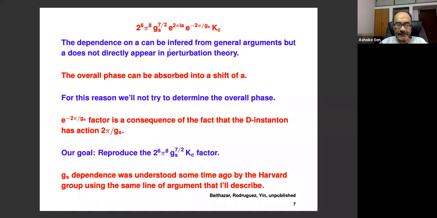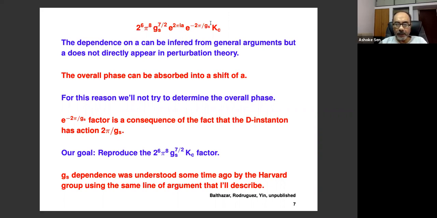Because of this, the overall phase of the amplitude can be absorbed into a redefinition of A. We can simply shift A and absorb an overall phase. So for this reason, we will not try to determine the overall phase of the amplitude, because that can be absorbed in A. And indeed, the overall phase we'll see is somewhat ambiguous because you have to evaluate a chiral determinant. So it's just as well that this A is there.